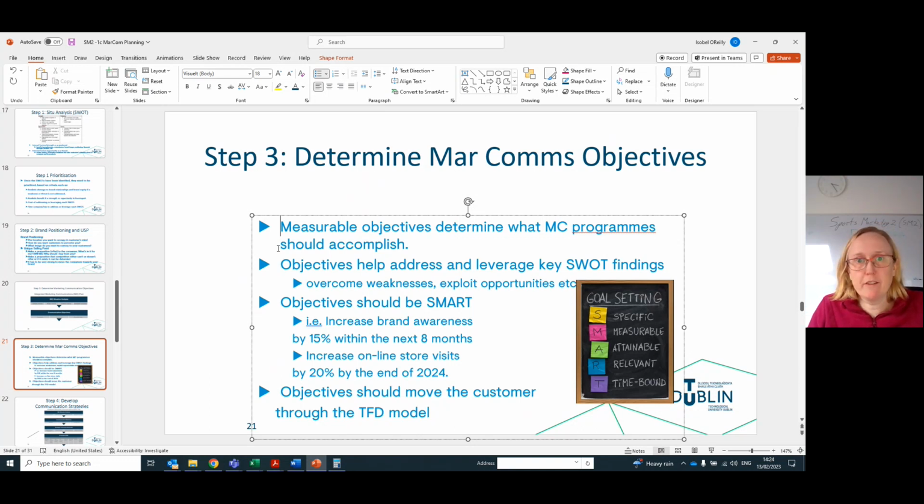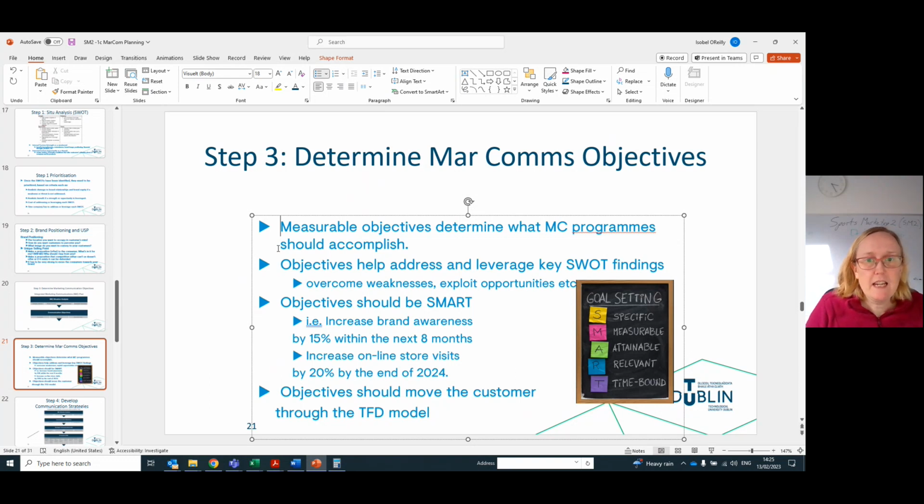So overall, SMART objectives help address and leverage key SWOT findings. Knowing our weaknesses helps us work on overcoming them, perhaps, and that can turn a weakness into an opportunity and so on. Objectives should be SMART, as I said. So if we have social media pages, we want to increase the engagements by 15% within the next 8 months, if it's an 8 month campaign, for example. And that would be broken down into specific numbers on each.